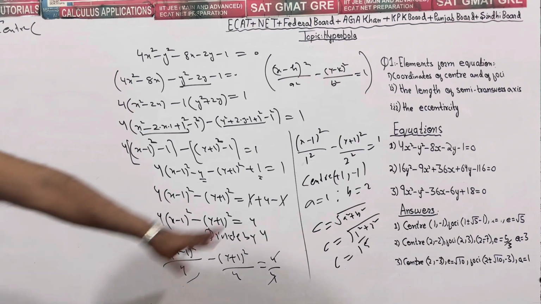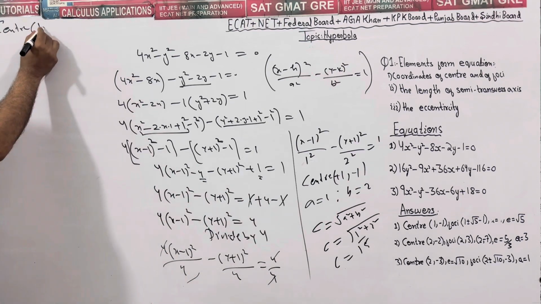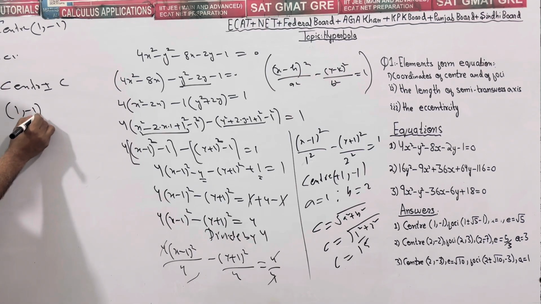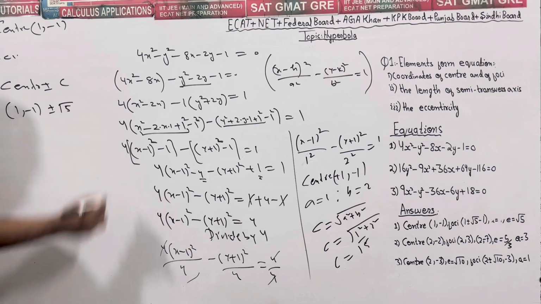Center is 1, minus 1. For coordinates of foci, center plus minus C. Our center is (1, -1), and our C is root 5.